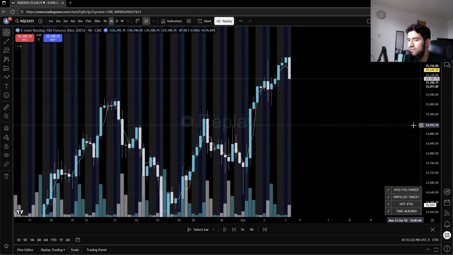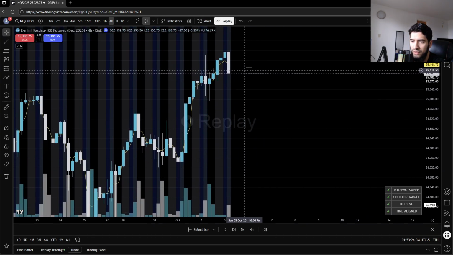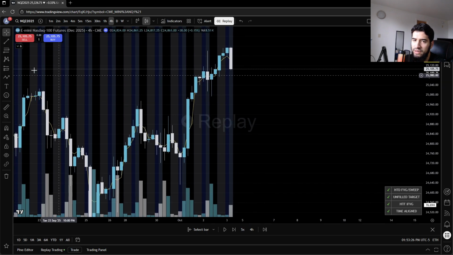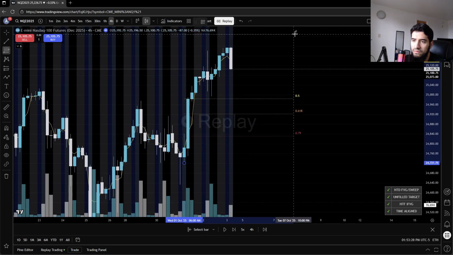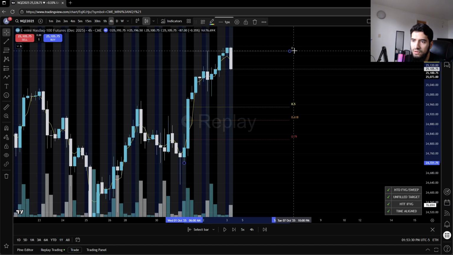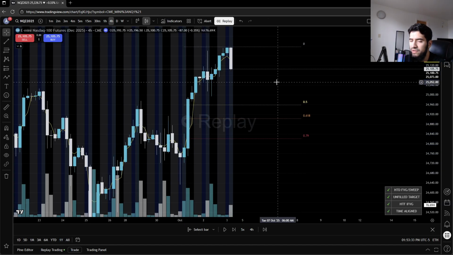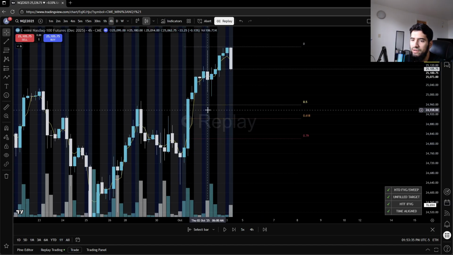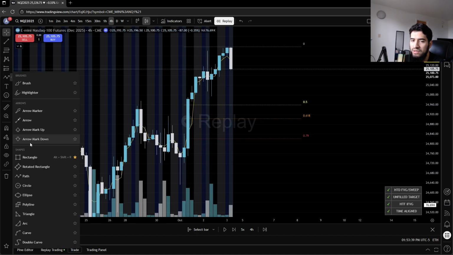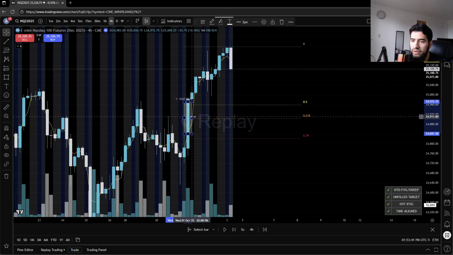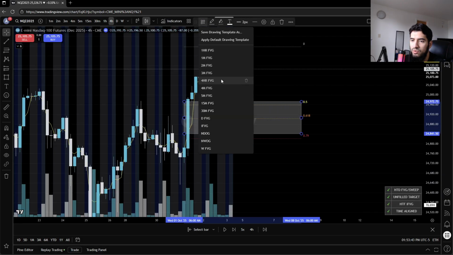Taking a quick look at our first example, right? We have this massive leg that ended up happening here, right? And if you just draw the fib tool right here, you see where the equilibrium rests and things like that, right? And you see that there's a fair value gap that also lines up with the equilibrium, which is this 4-hour fair value gap right here, right? So you can mark that out.